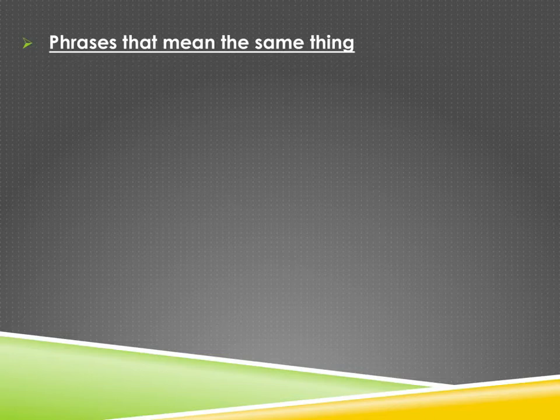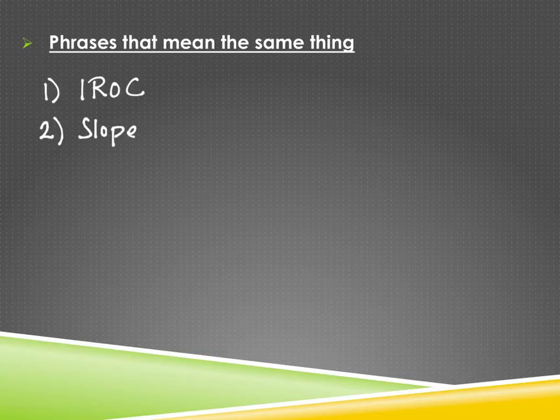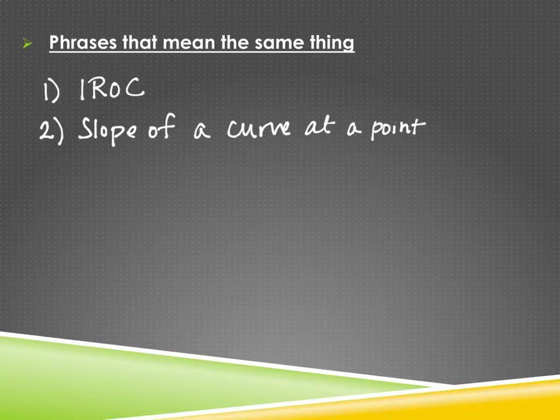So let's actually put those first two down. The first one was the instantaneous rate of change. I'm going to abbreviate. You feel free to do so if you'd like. Instantaneous rate of change. And the other one we saw in the last section was the slope of a curve at a point. So those are the two that we've already seen.